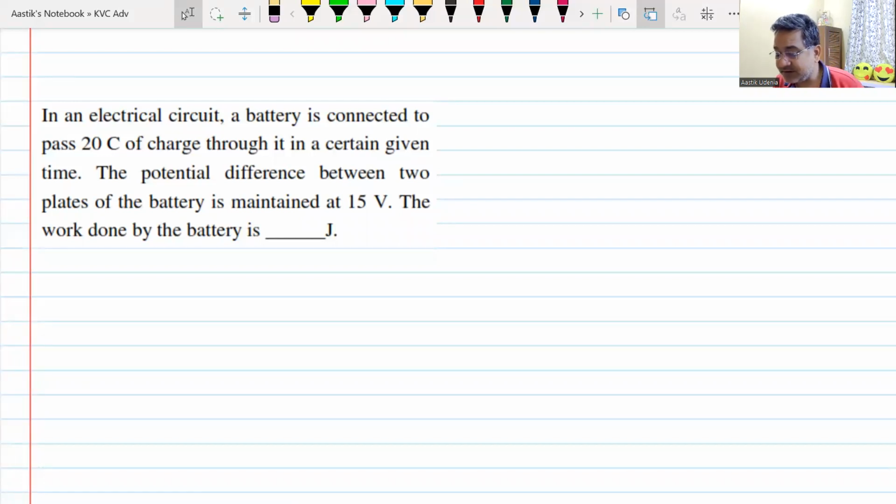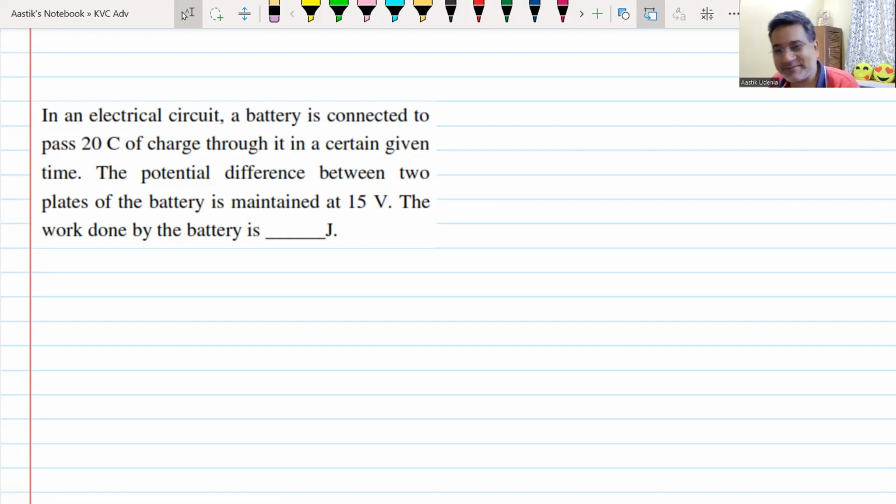In an electrical circuit, a battery is connected to pass 20 coulombs of charge through it in a certain given time. The potential difference between the two plates of the battery is 15 volt. What is the work done by the battery, my dear friends? One minute to solve this question.